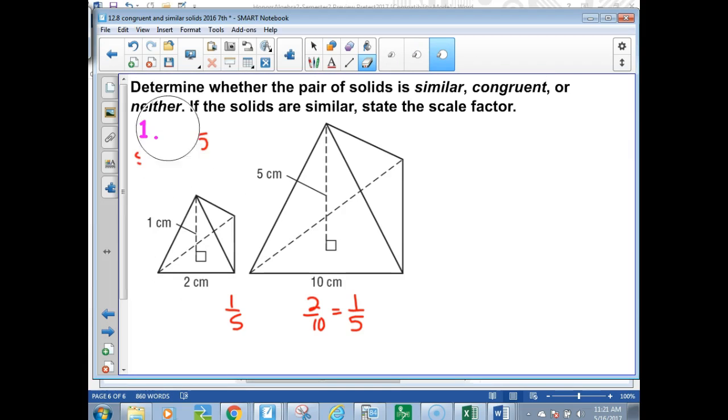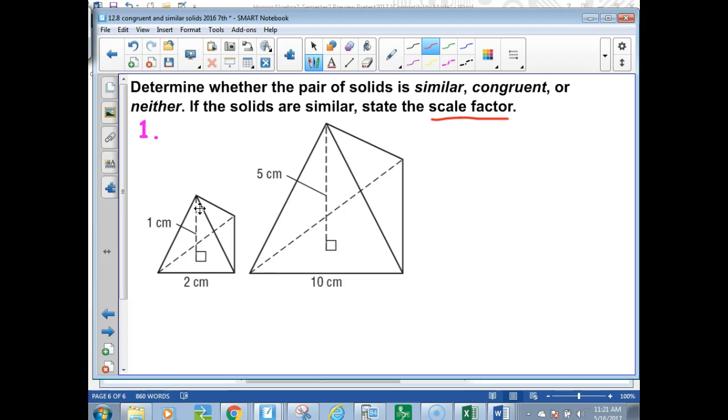All right, so the kind of question on your final that you'll need to know: determine whether the pair of solids are similar, congruent, or neither. If they're similar, state the scale factor. Are these similar? 1 to 5 for the length of the height. 2 to 10 is reducible to 1 to 5. Therefore, the ratios are the same. The scale factor is 1 to 5, and these are similar.